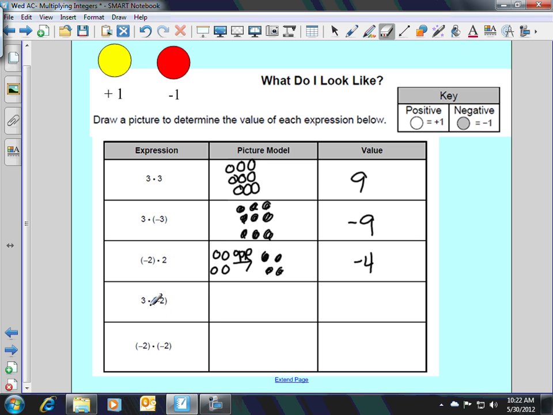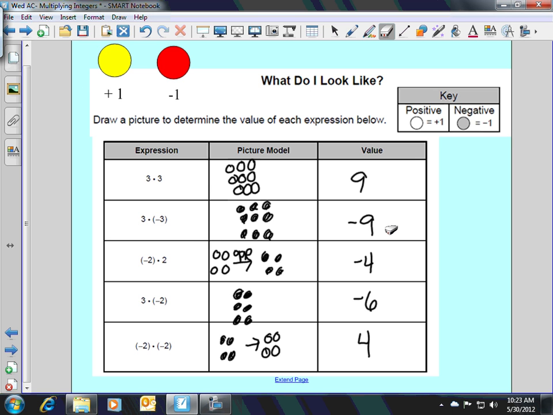This is 3 groups of -2. So 3 groups, -2. That gives me -6. The opposite of 2 groups of -2. So this is 2 groups of -2, but I want the opposite of that. So that is +4. So again, notice positive times a positive, positive.